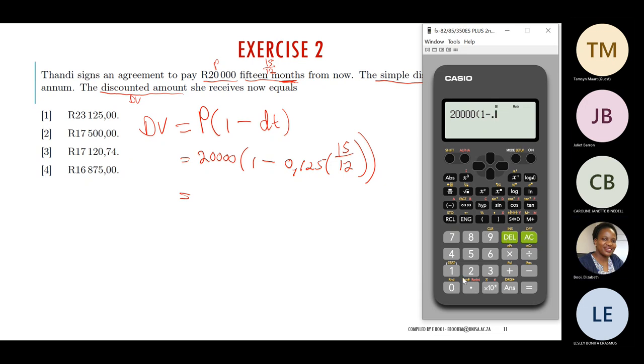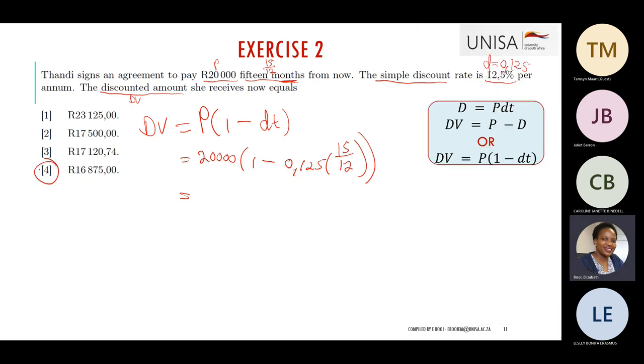Not yet. 0.125. Open bracket. Fraction 15 divided by 12, and I need to close the bracket twice. Okay. And what is our discounted value? It will be equal to 16,875, which is option 4. And that's how you will calculate the discounted value.